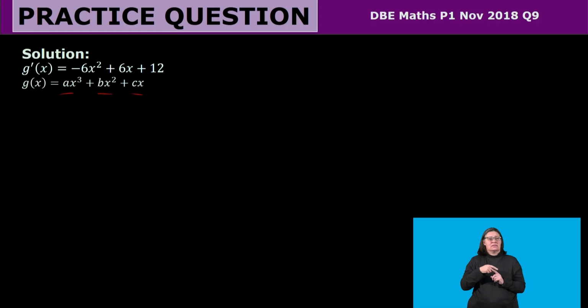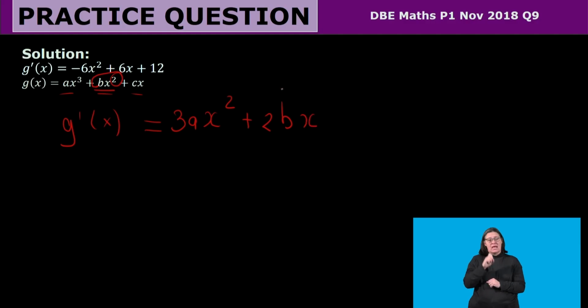Now, I know that if I were to find the derivative function myself, even though I don't know a, b, and c, I would need to use the power rule. 3 times a would be 3a. Subtract 1 from the power, so I get 3ax squared. Plus the derivative of bx squared, multiply 2 by b, so it's 2b x to the power of 1. 2 minus 1 is 1, plus c. For cx to the power of 1, we multiply c times 1 and subtract 1 from the power, so we just end up with c at the end.